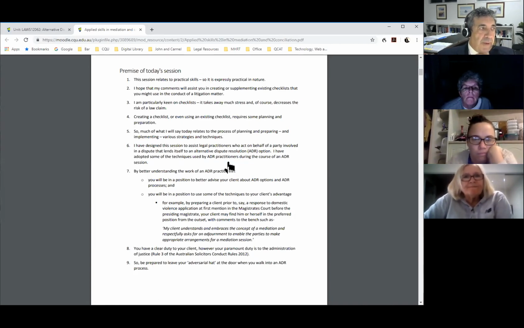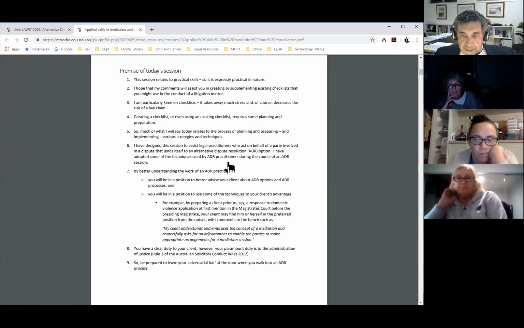Now, when you're preparing your material for the first assessment, I suspect by now you've already got your opening statement just about completed. You're probably going to use some sort of dot points or checkpoints to ensure that you've covered everything. If that works for you, then please start commencing that process. However, as you might expect, there's some planning and preparation required. So much of what I'm going to talk about this evening relates to that process of planning and preparing and implementing various strategies and techniques.